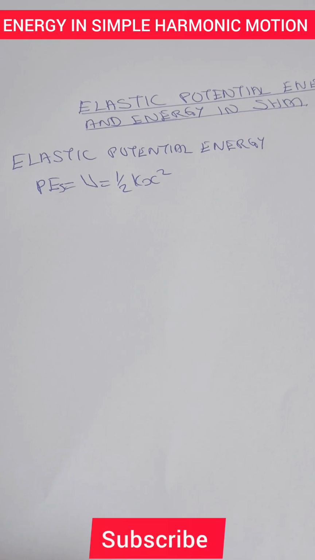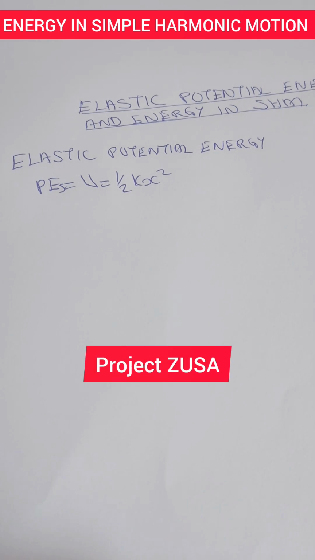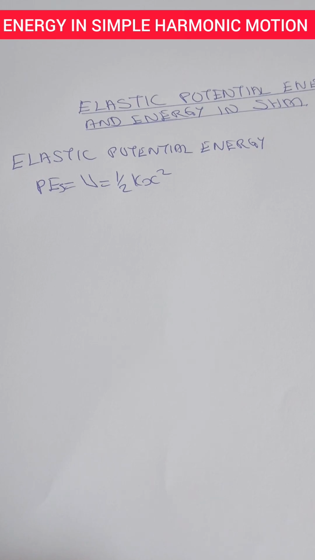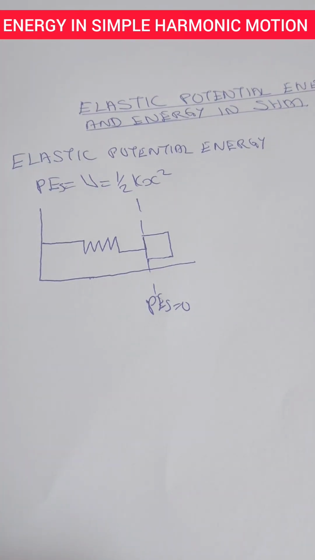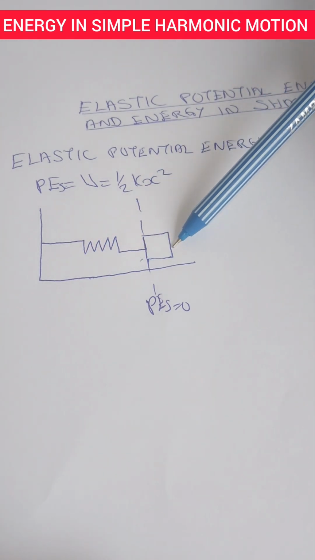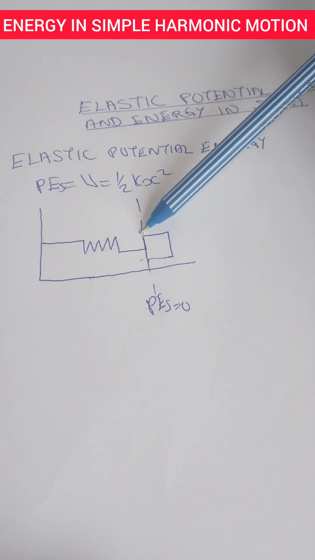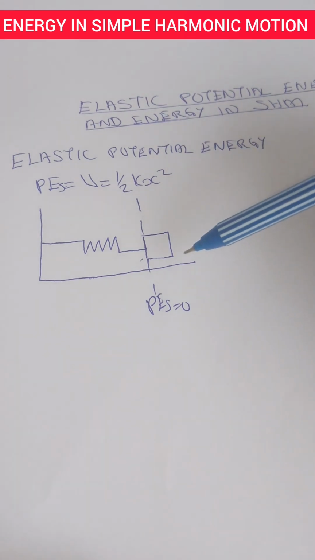The thing about elastic potential energy is the more you compress, the more energy stored. Another thing you should know is that at equilibrium, the energy is zero. What do we mean by equilibrium? Imagine this diagram. This is at equilibrium, where the spring has not been compressed or stretched, it is at the normal length of the spring. Here at equilibrium, elastic potential energy is equal to 0.